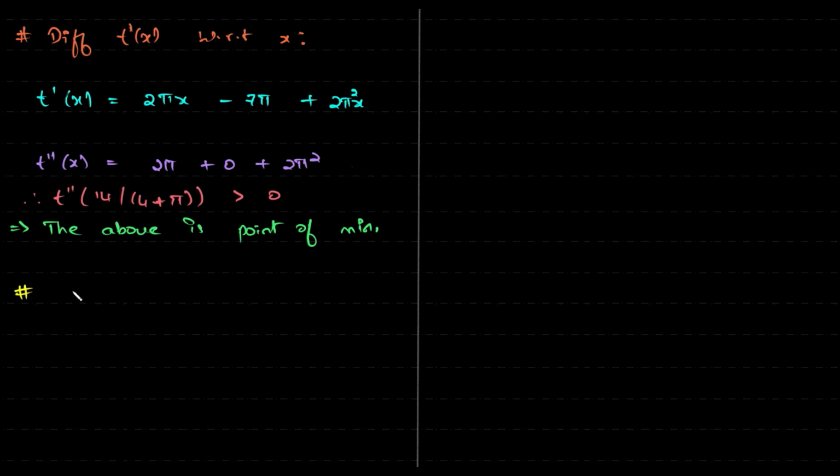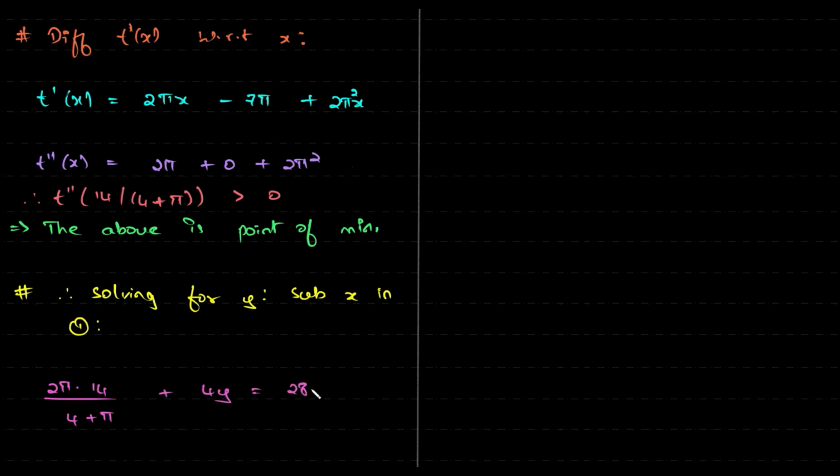Okay. And now, therefore, solving for y by substituting x in 1. So what do we have? 2 pi x. So x is 14 divided by 4 plus pi, plus 4y is equal to 28. I hope I'm right about that.